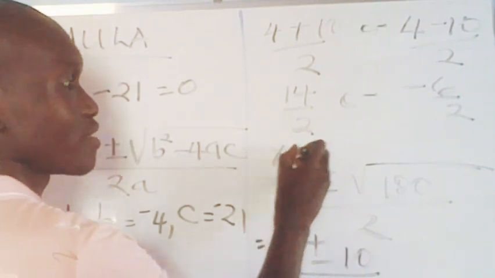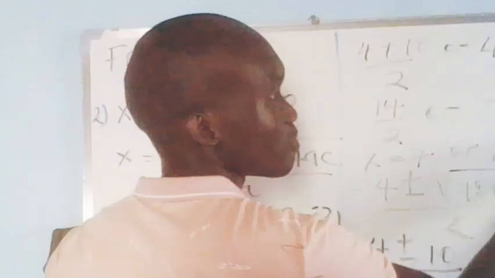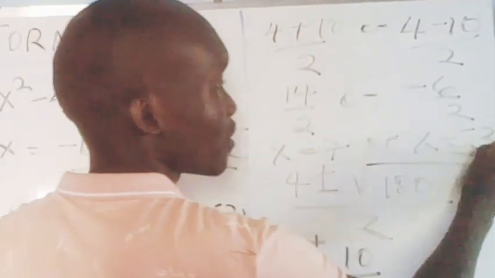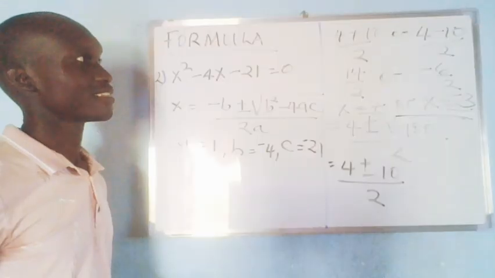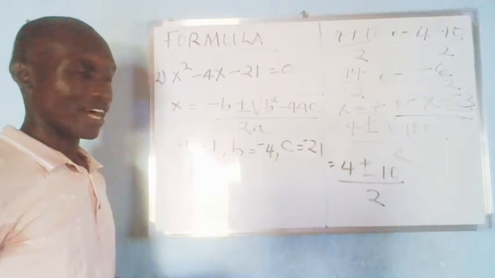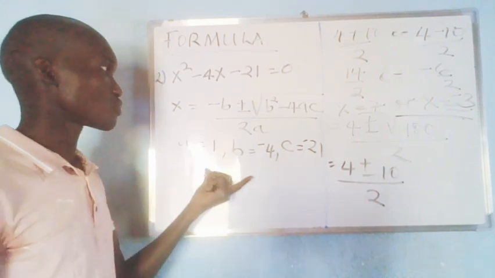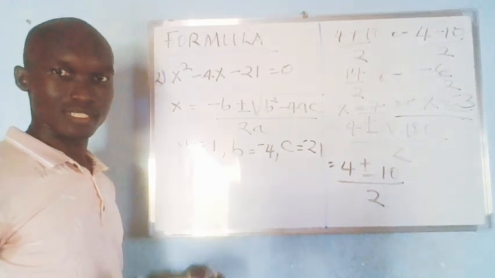So the first value of x will be 7, or x will be negative 6 divided by 2, which is negative 3. So these are the two values of x using the formula method. It's quite simple, and you can use this to solve any quadratic equation, because once you are able to substitute correctly, it will simply give you the answer. That's the beauty of the quadratic formula.